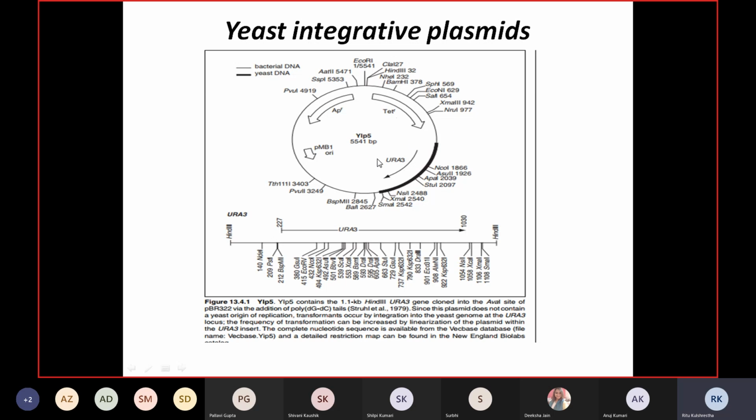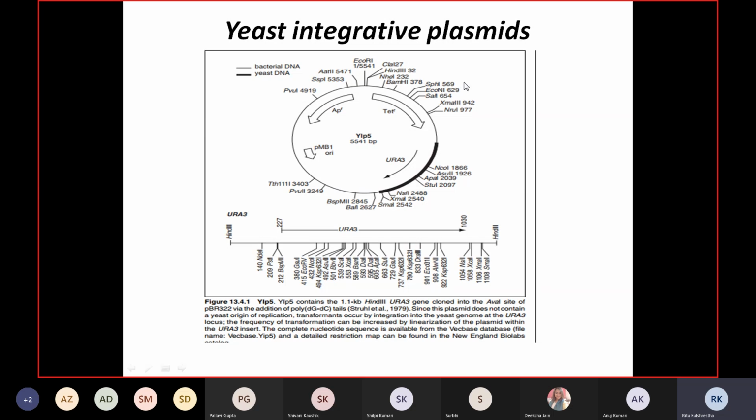And then we have this URA3 gene. But you will notice that even though it's a yeast plasmid, it doesn't have any yeast origin of replication. So it means that this particular entity will only survive in yeast if it gets integrated into the genome. So how does it get integrated into the genome?